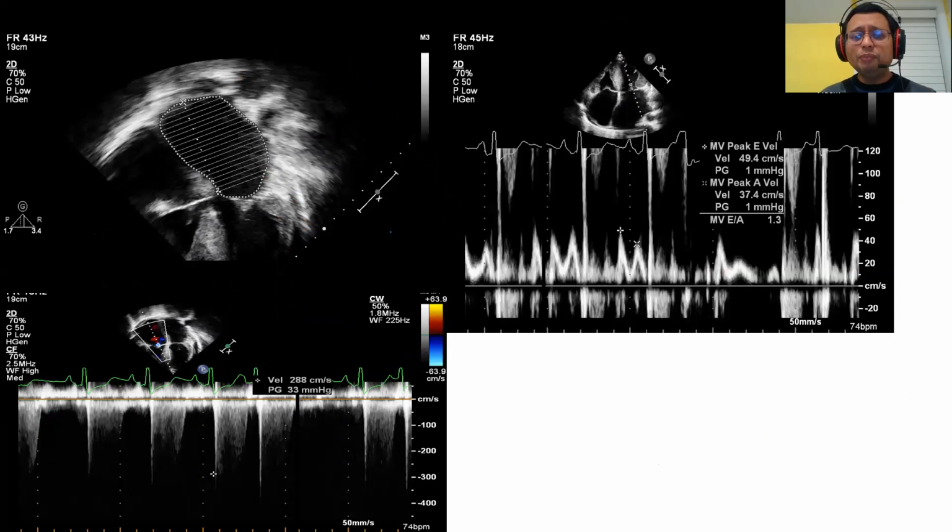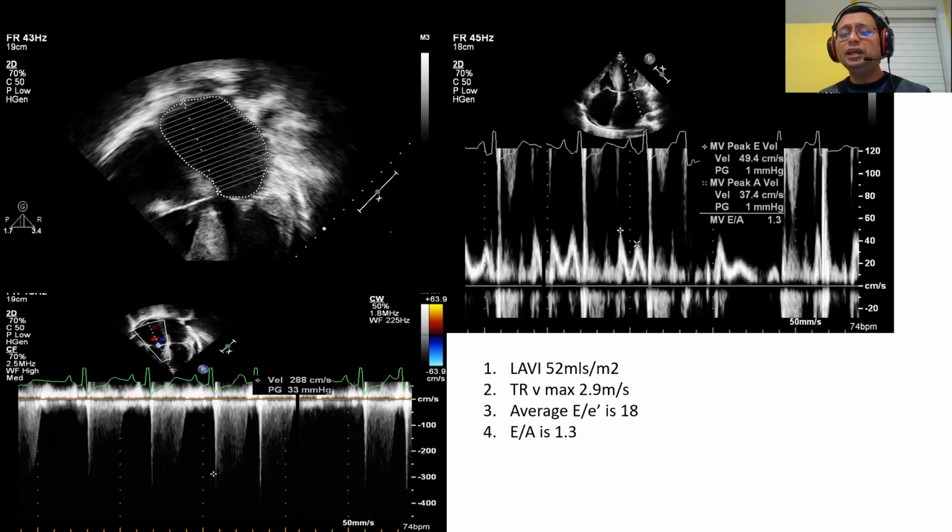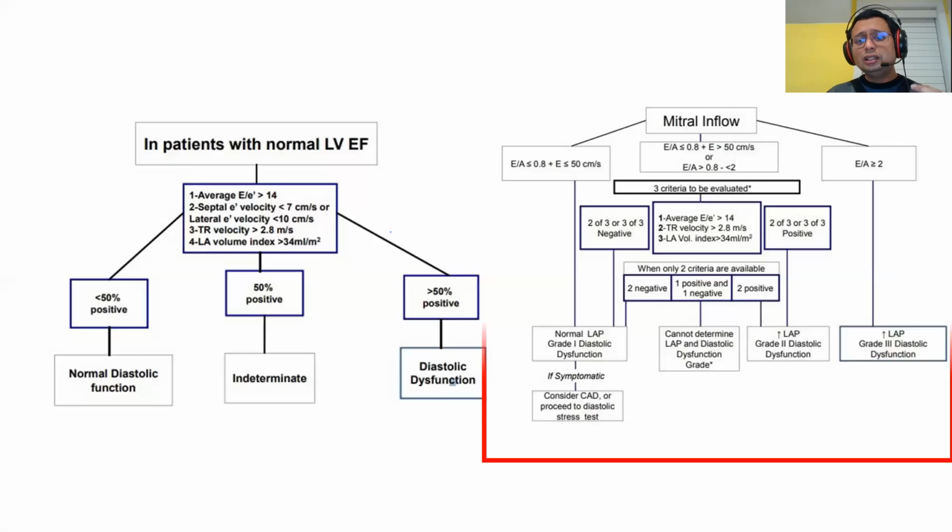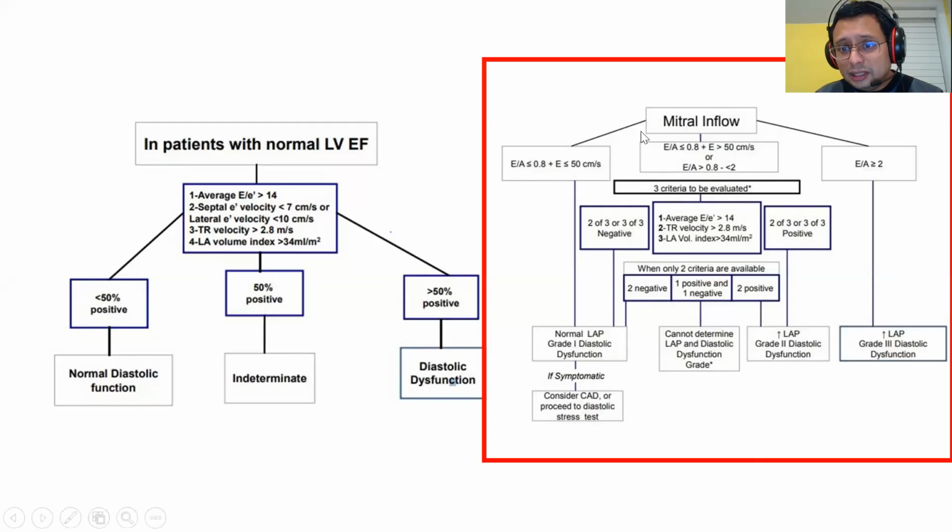Okay, look at the parameters. The LAVI is elevated at 52. The TR velocity max is elevated at 2.9. The average E over E prime is 18. And the E over A is 1.3. In this patient, we go straight away to algorithm 2. All right. So it is at the middle here, algorithm 2.